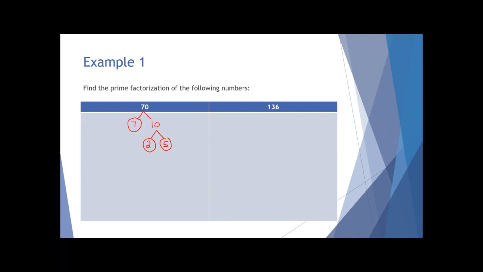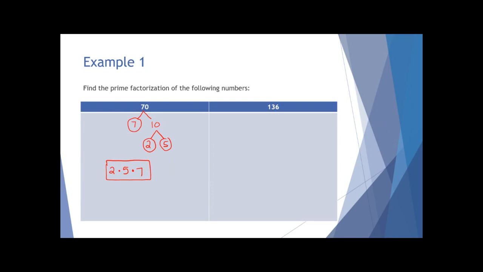The prime factorization is writing these multiplied together, and you want to do it from order of smallest to largest. So that's 2 times 5 times 7. That's what the prime factorization is. And I use a dot to indicate multiplication.